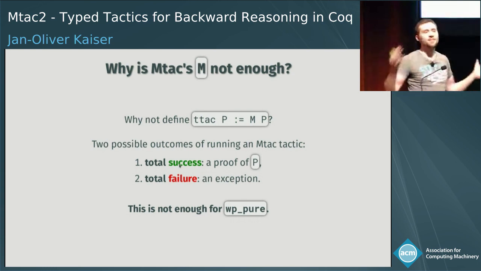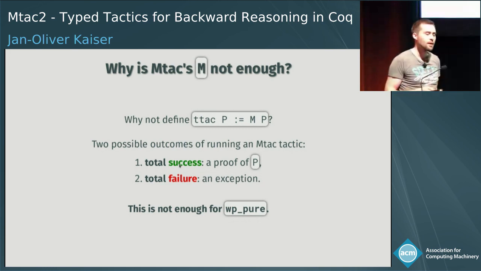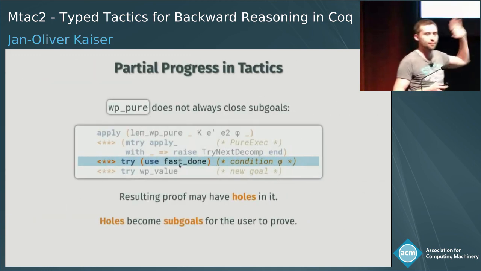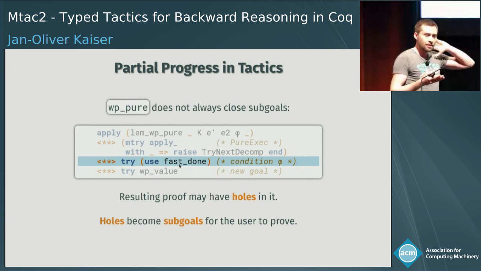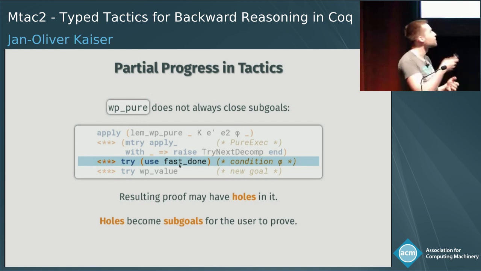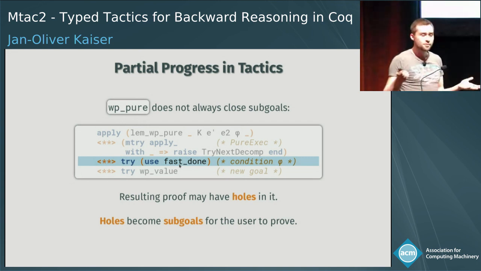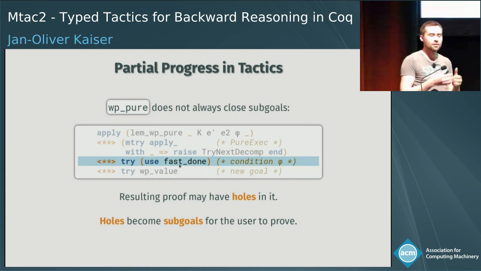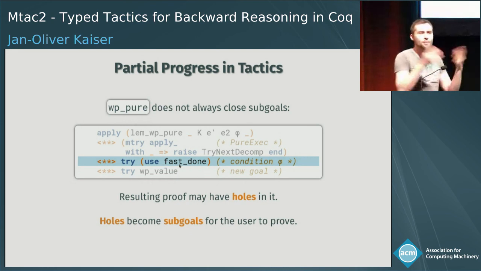The first one is a total success, right? We produce a proof of P. And the second one is failure, right? We throw an exception. However, this is not enough for WP pure. Let's see why. So I haven't talked about this in detail before, but the sub-goals that are spawned by applying this WP pure lemma are not necessarily closed. So in particular, there was this side condition for the pure reduction that we're doing. Let's say, you know, the denominator of a division has to be unequal to 0. That side condition is solved on a best effort basis, right?